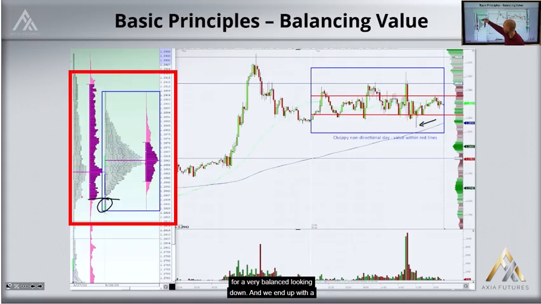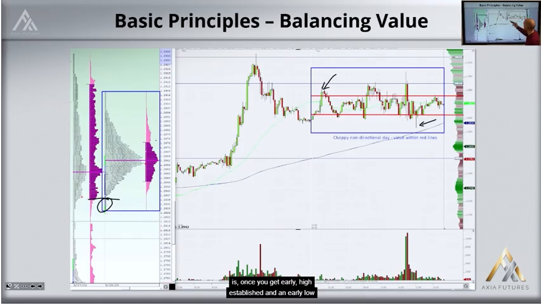And we end up with a completely balanced, almost a perfect triangle there, and completely balanced value. So what you're really looking for is, once you get an early high established and an early low established, anything that goes and breaks these, a failure to continue, you can then play back. So you're looking at this area to then play back to the middle, this area to play back. You're looking at anything that starts coming down to these lows again. Equally, that little spike towards the top of value. So that gets you towards the top of the previous day's value. Little spike up, these spikes down.